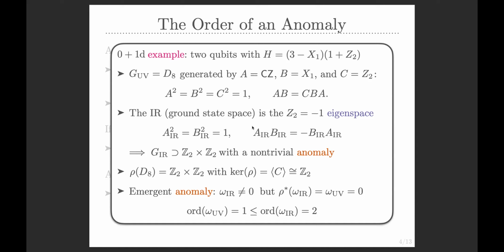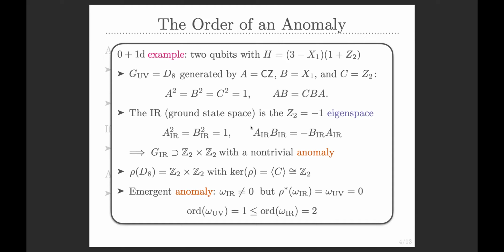And this is a very simple example of what's called an emergent anomaly. Because in the UV, there is no anomaly. In fact, it's really easy to see there's no anomaly because this Hamiltonian, multiplied by a minus sign, has a unique ground state. So there's the one-dimensional representation. But in the IR, there is some anomaly. And if you go through the pullback rho star for this quotient homomorphism, you'll see correctly that the IR anomaly is trivialized when you pull it back.